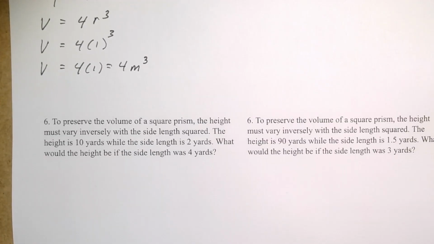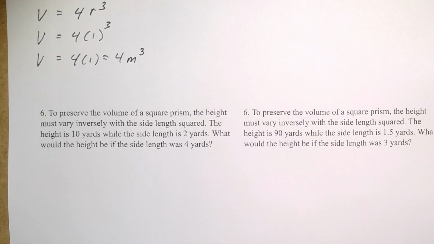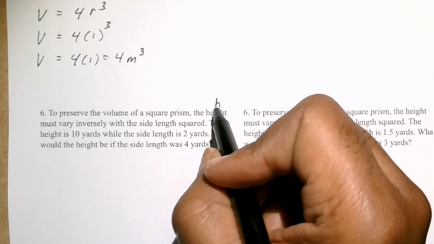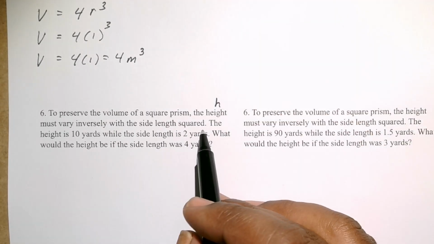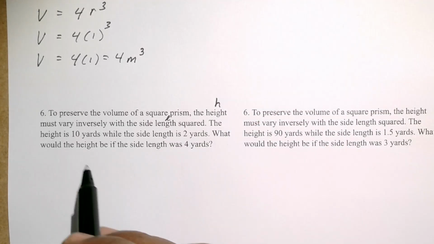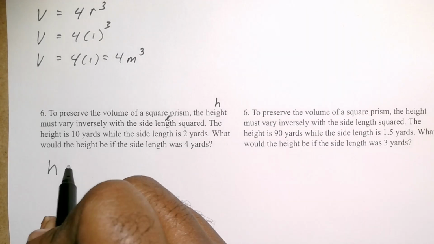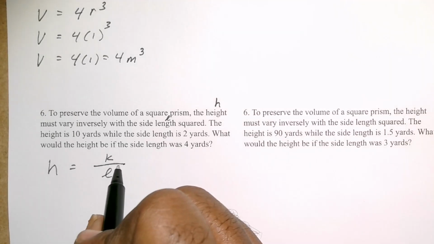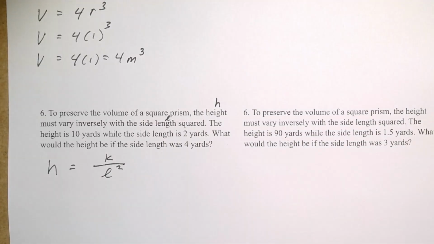Alright, now to preserve the volume of a square prism, the height must vary inversely with the side length squared. The height, we'll use h for that, and the side length squared, let's use an L, and it's inversely. So h is going to equal k over the length squared. This is to preserve the volume, keep the volume the same.